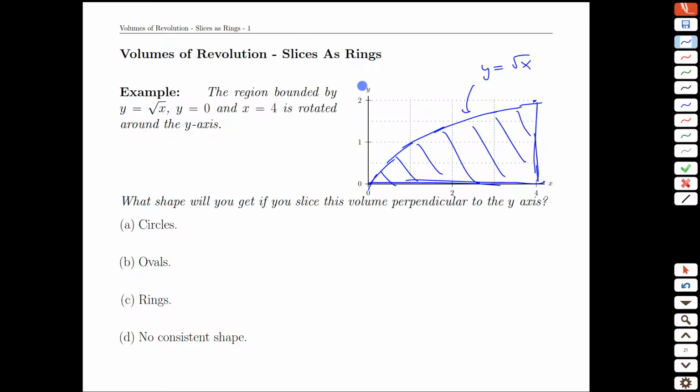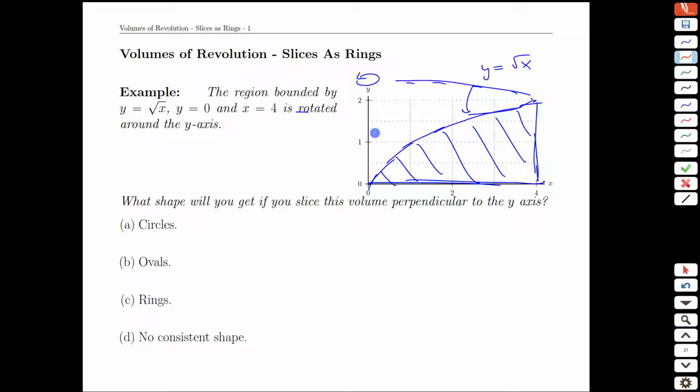We are then going to rotate that around the y-axis. And so you can imagine this becoming a circular shape like so. And it's going to have gaps in the middle. So that's going to change the flavor of things.